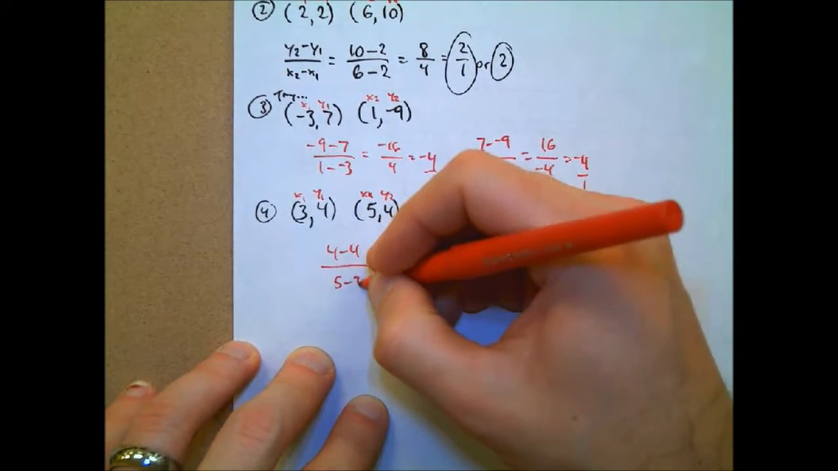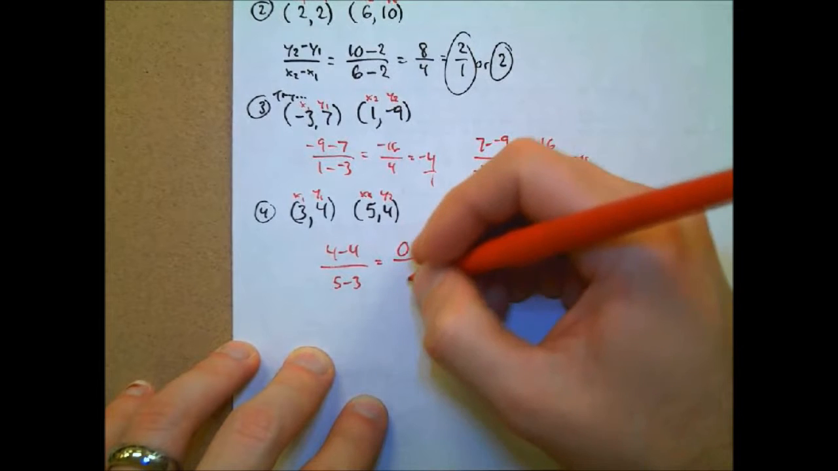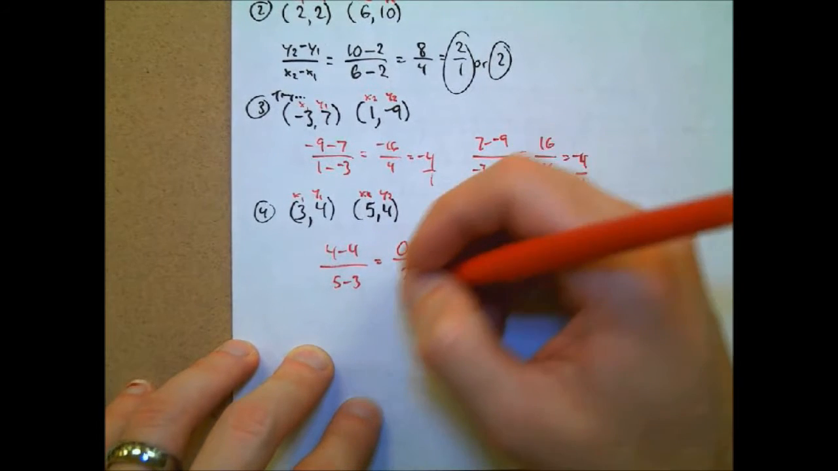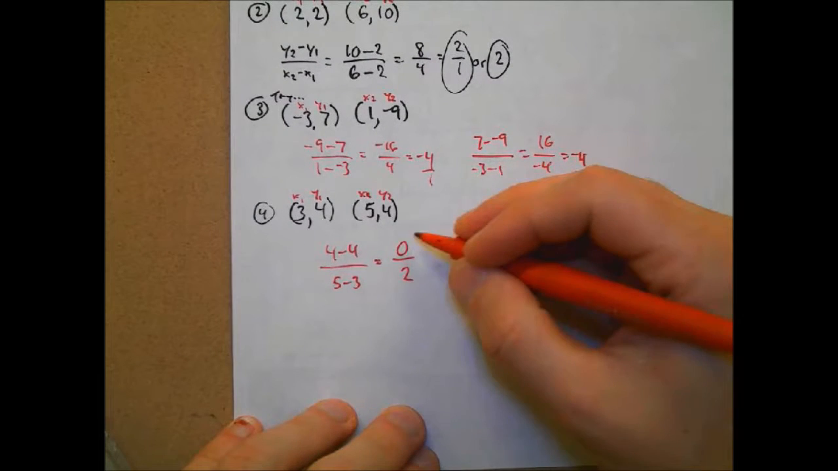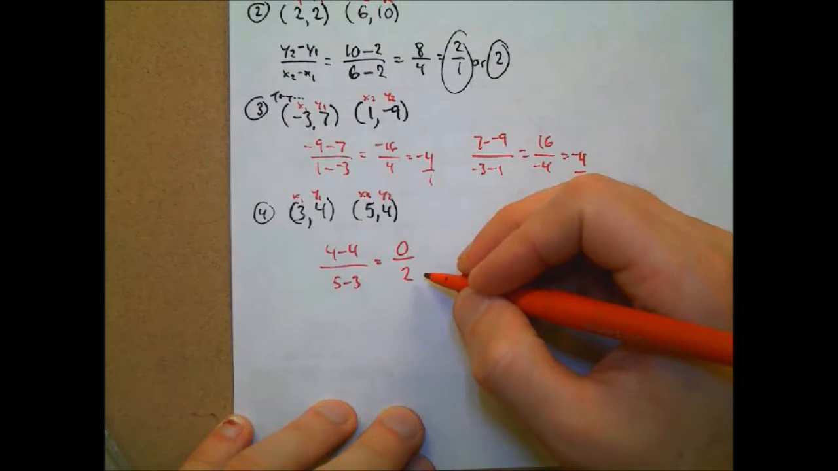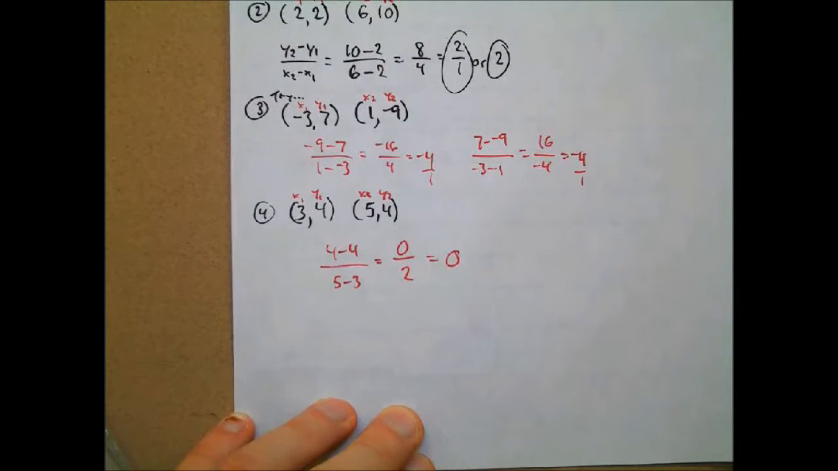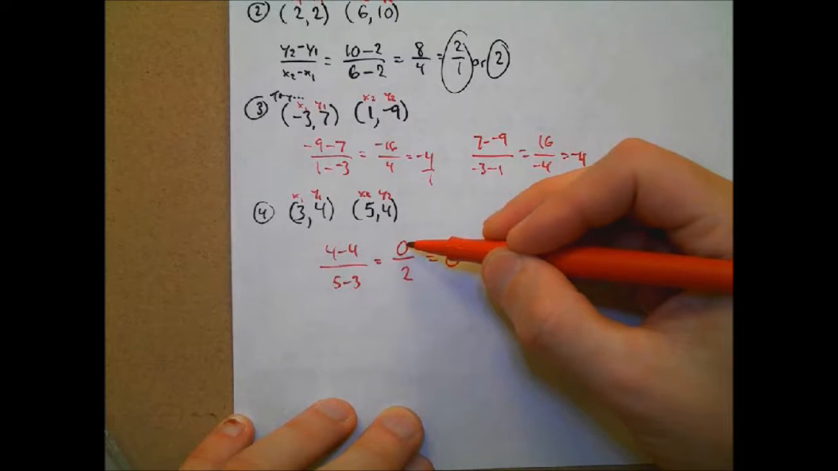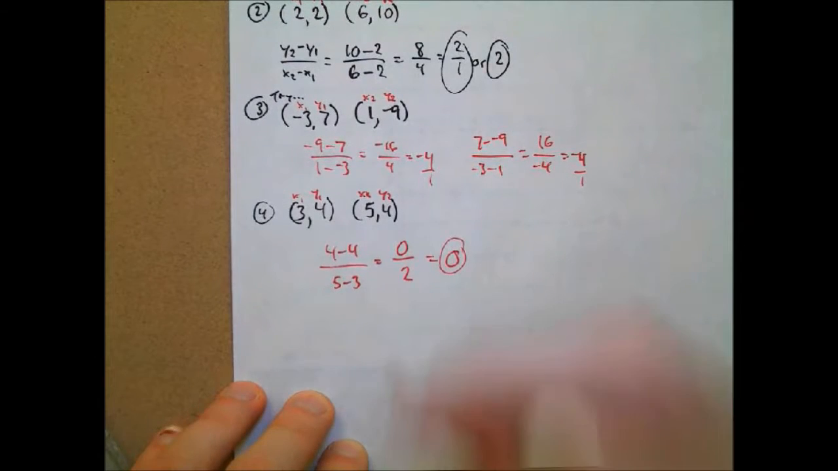Okay, now, what's 4 minus 4? 0. What's 5 minus 3? 2. Okay, do you need sticky notes? Sticky, there we go. Sorry, I had them. 0 divided by 2. What's that equal? 0. Okay, we can have a slope of 0. That means that we're not going up or down, but we are going left or right. So you can have a slope of 0. Keep that in mind. Or you can say this too if you like.